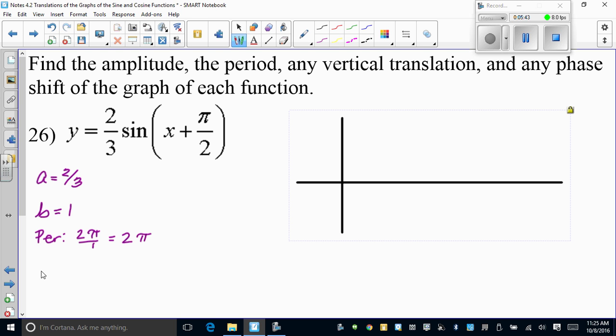Our C value is what's being added to the end. There's nothing there, so it's 0. And D is what comes after the x that's being added. It is negative pi over 2, because remember, it's x minus D. And since this guy is positive, we had to make it x minus negative pi over 2, or 90 degrees. Okay, so this is our phase shift, negative pi over 2, so negative 90, which means it's going to get moved to the left.